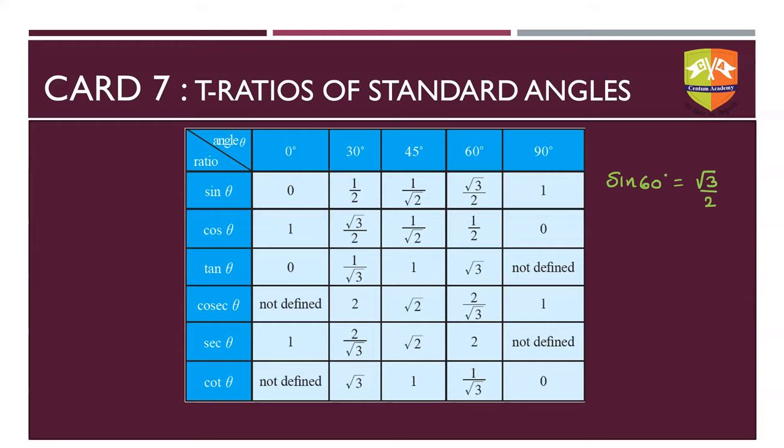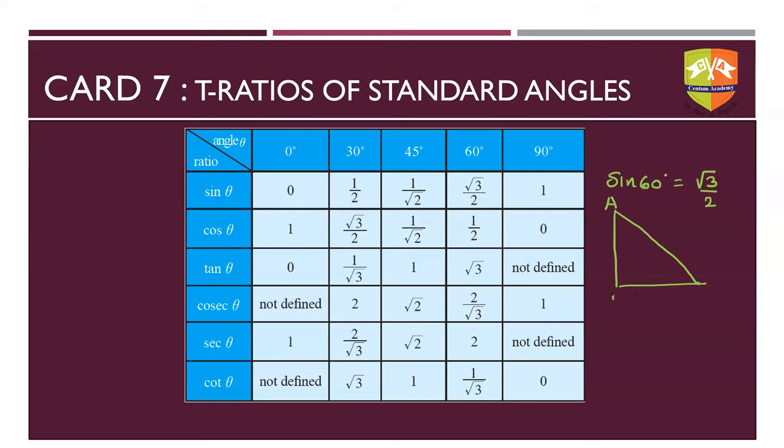Why? If they're asking to prove that sine 60 is root 3 by 2, how many will not be able to? For anyone who will not be able to, maybe I can do a very quick proof for all of this: 45 and 60. You don't need to worry, because yes, I will show it.